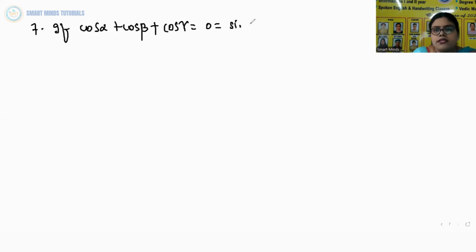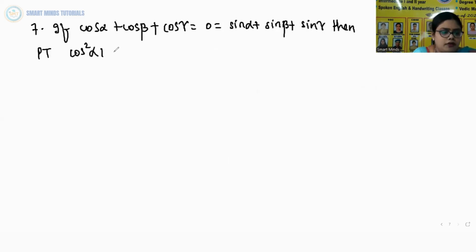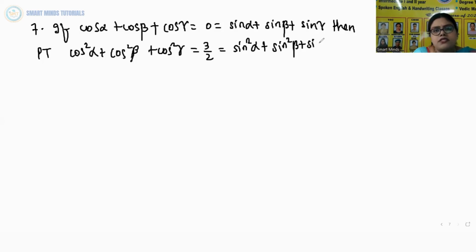Take another LAQ now. Same model. Question number 7. If cos alpha plus cos beta plus cos gamma is equal to 0, and that is equal to sin alpha plus sin beta plus sin gamma, then prove that cos square alpha plus cos square beta plus cos square gamma is equal to 3 by 2, and that is equal to sin square alpha plus sin square beta plus sin square gamma.